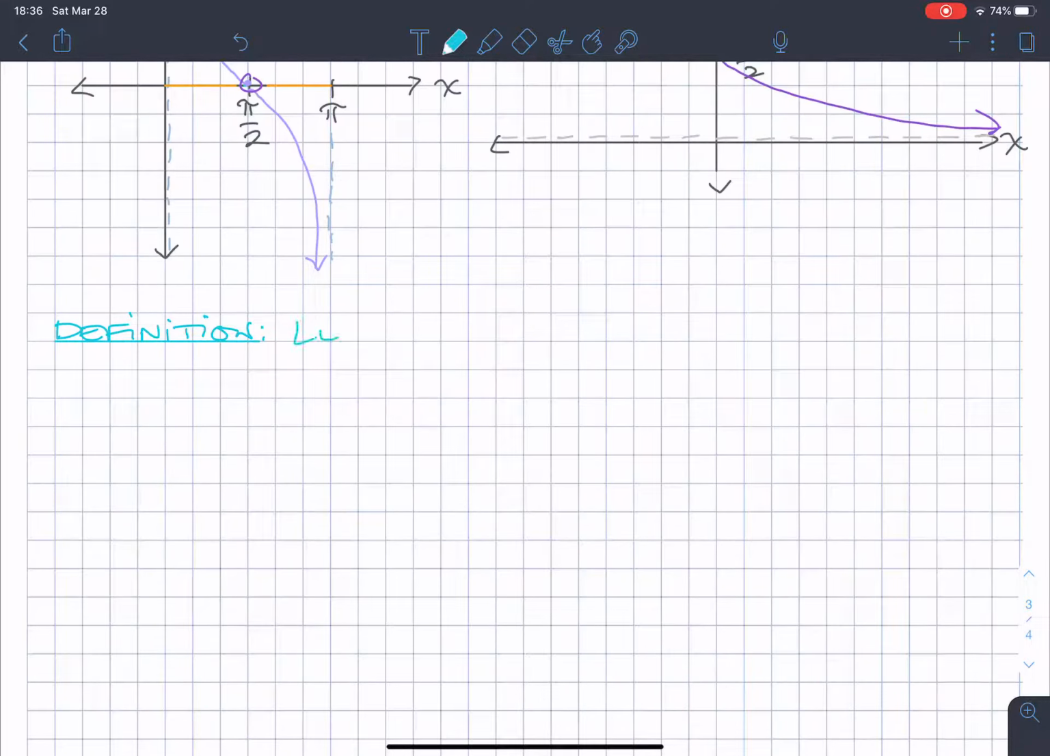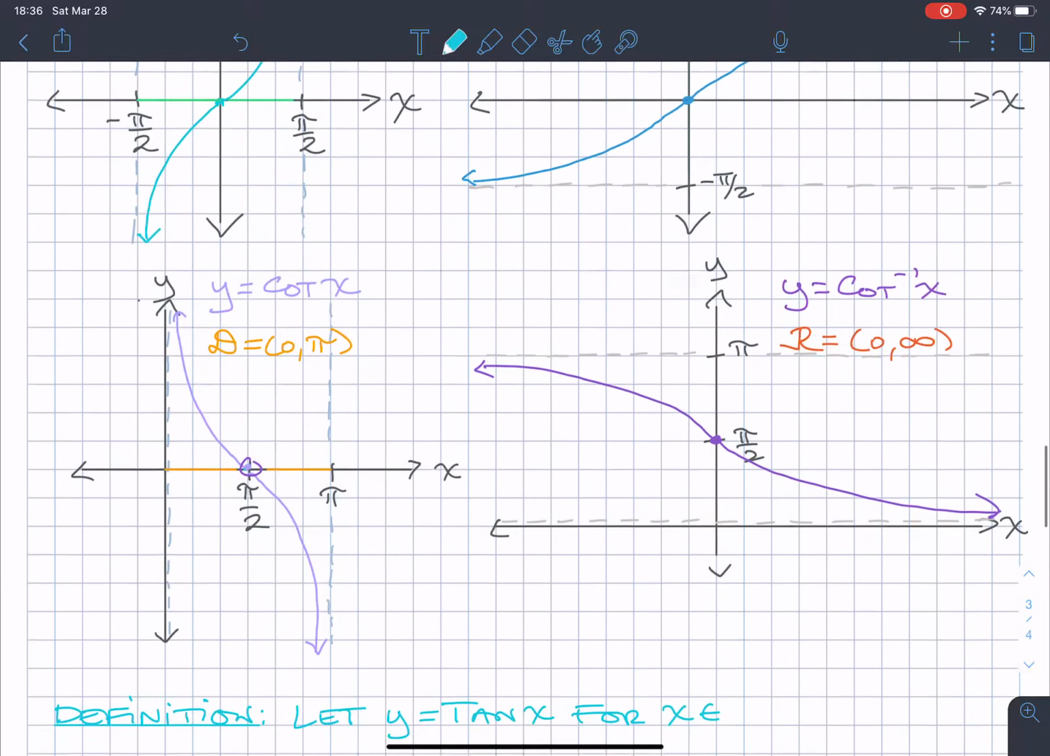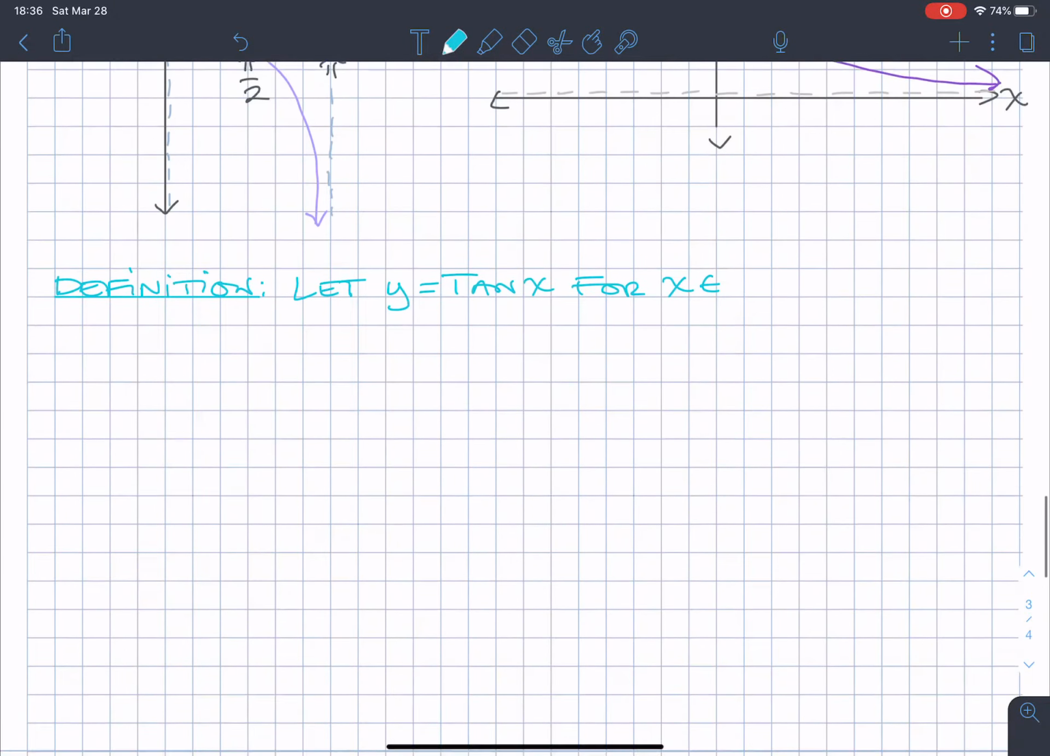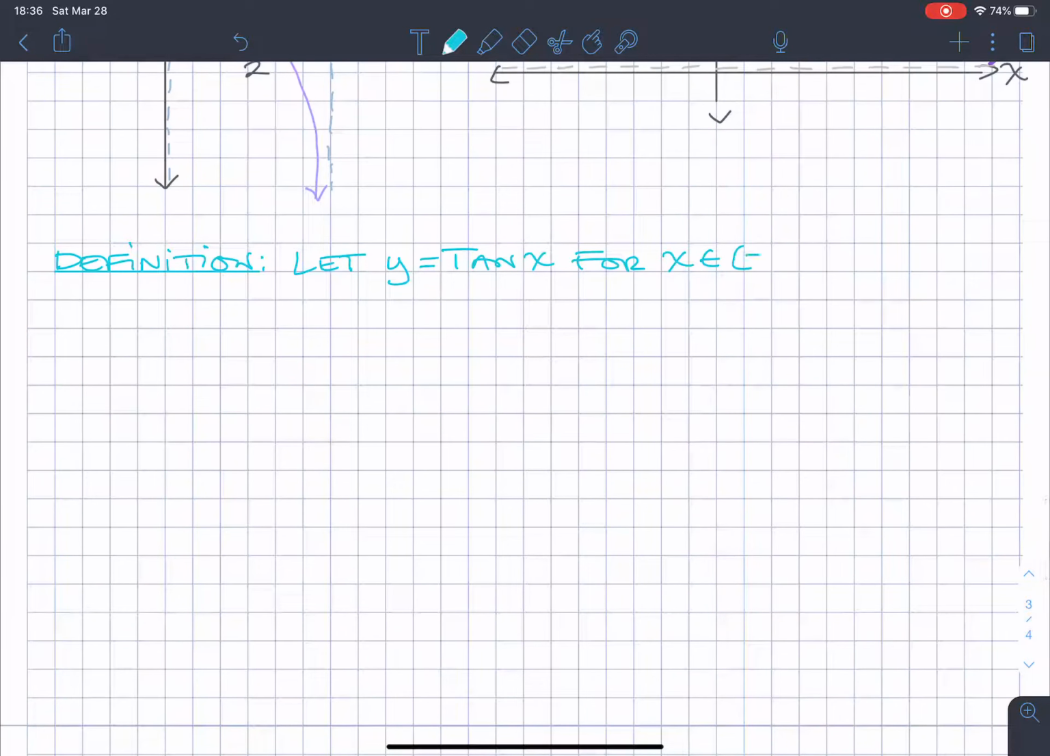So let's let y be equal to tangent of x for x between negative pi over 2 and pi over 2. That's a domain there, non-inclusive. So negative pi over 2 to pi over 2. Then inverse tangent of x, that's what we're defining.